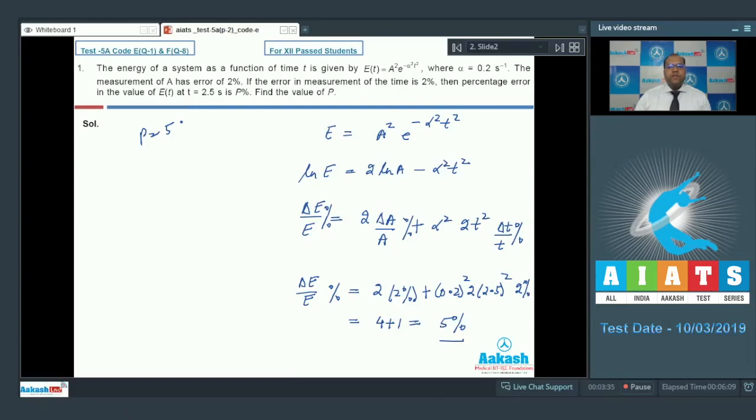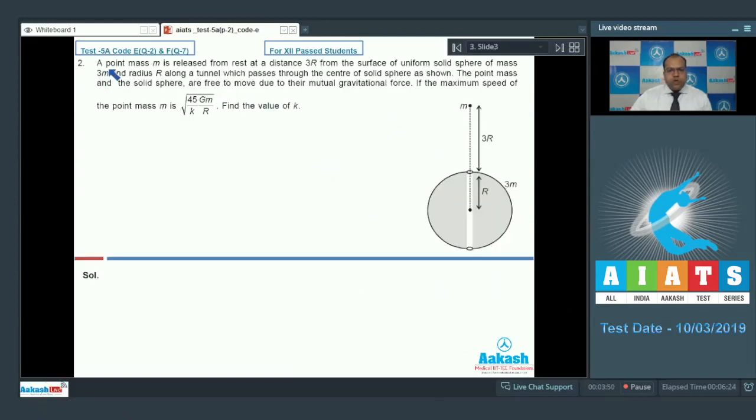Let's move to question number 2. In question number 2, a point mass m is released from rest at a distance 3r from the surface of a uniform solid sphere of mass 3m and radius r along a tunnel which passes through the center of the solid sphere as shown. The point mass and the solid sphere are free to move due to their mutual gravitational force. If the maximum speed of the point mass is given by this expression, find the value of k.